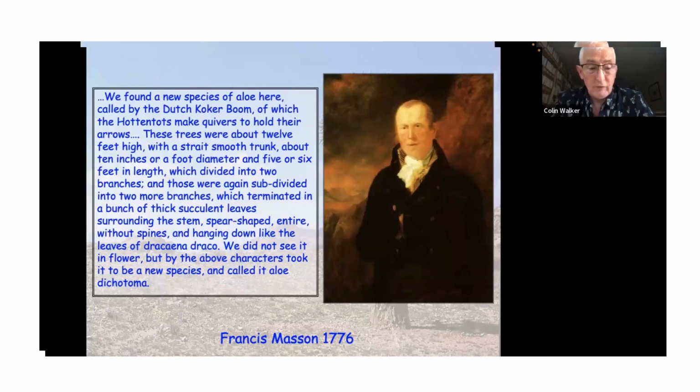We did not see it in flower, but by the above characters took it to be a new species and called it Aloe dichotoma. So Francis Masson in 1776 described the first tree aloe as Aloe dichotoma. Although he was a talented artist, he never actually drew his new aloe, regrettably.